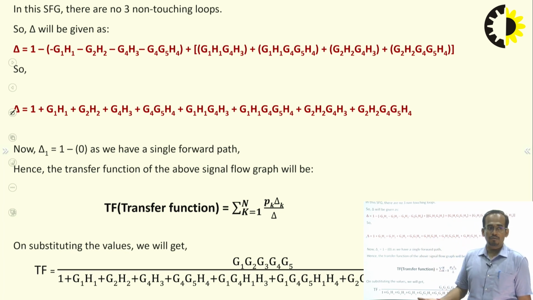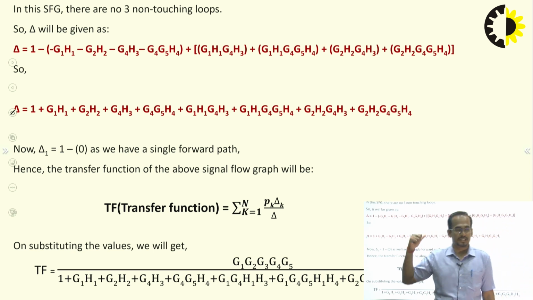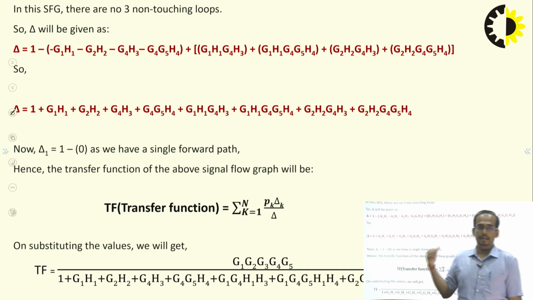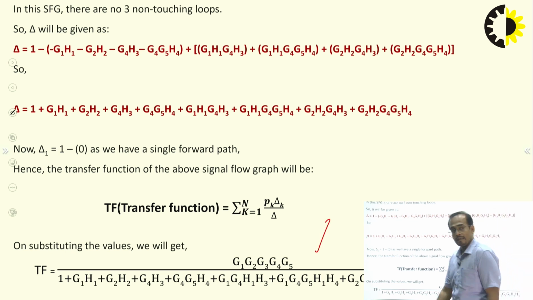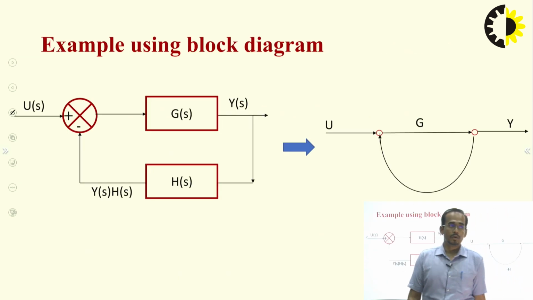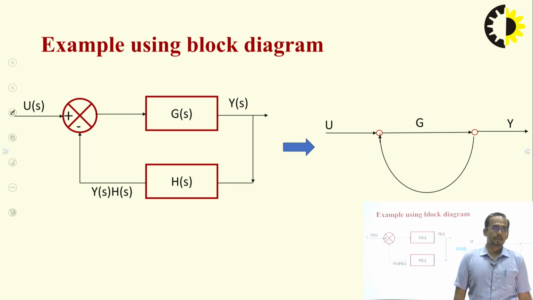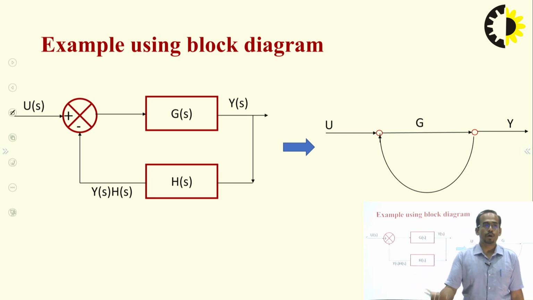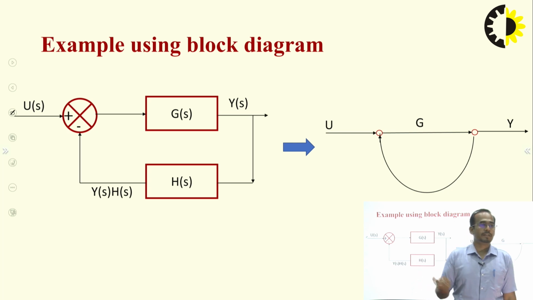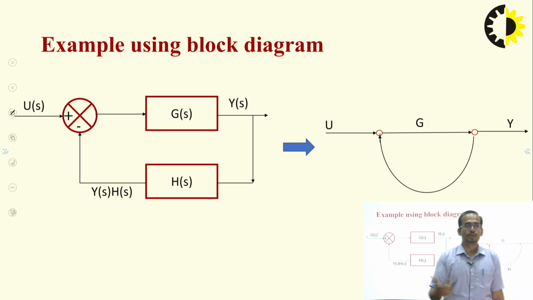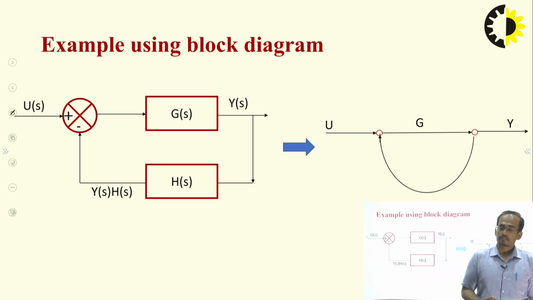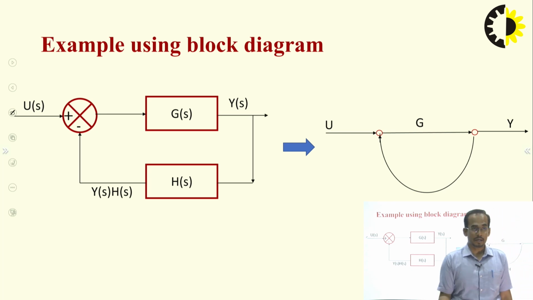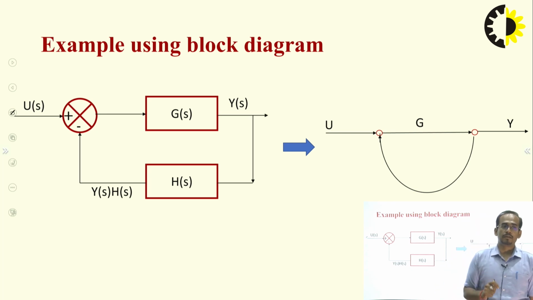After getting the value of delta, you put it in Mason's gain formula and you will get the transfer function. So this is the answer to the given question. Now coming to the next example: with the help of a signal flow graph, how will you reduce a block diagram to find the transfer function using Mason's gain formula?